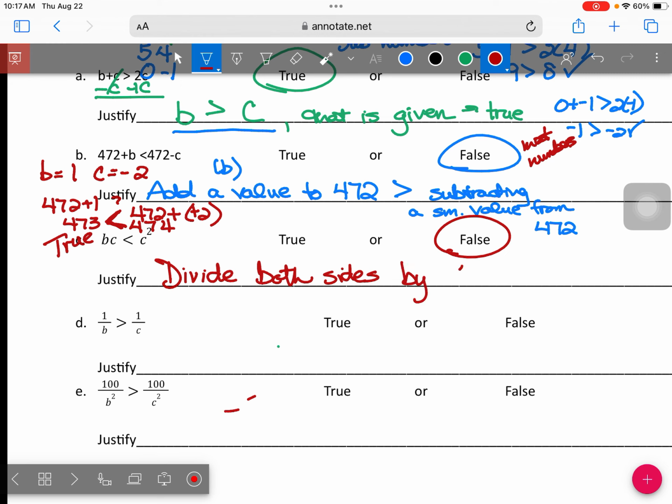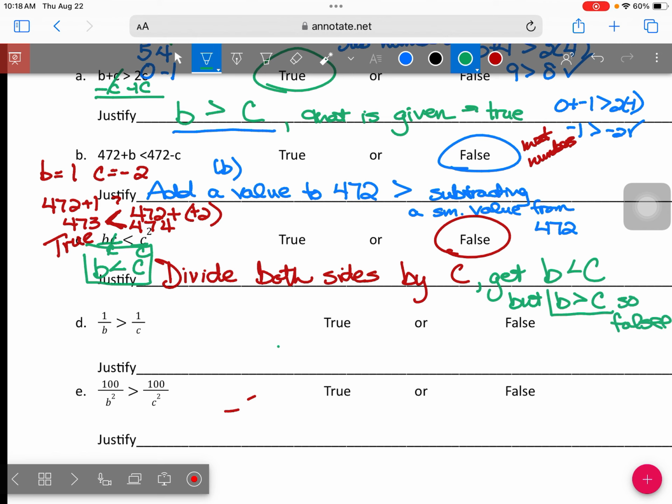And when I do that, if I divide by C, this C simplifies out. I get B is less than, what is C squared divided by C? C. And that gives me B is less than C. Is that true? No. Divide both sides by C and you get B is less than C. But we know B is greater than C, so that is false. This is what we were given.